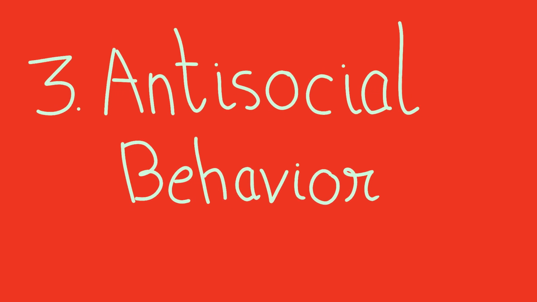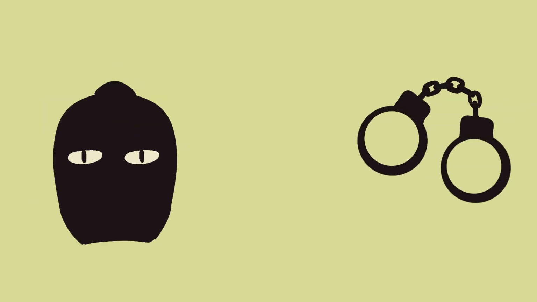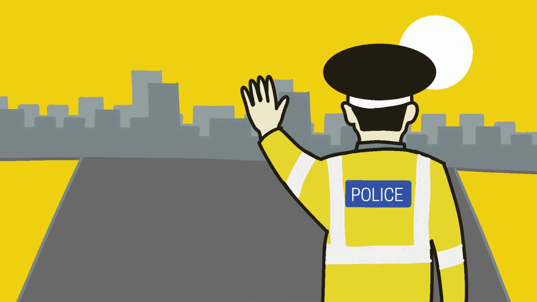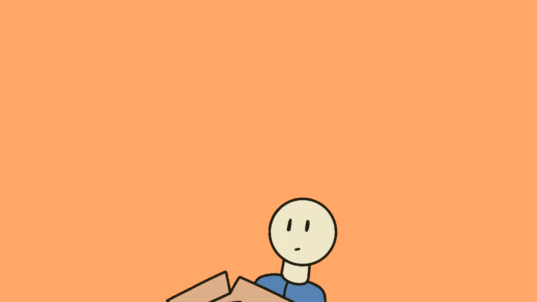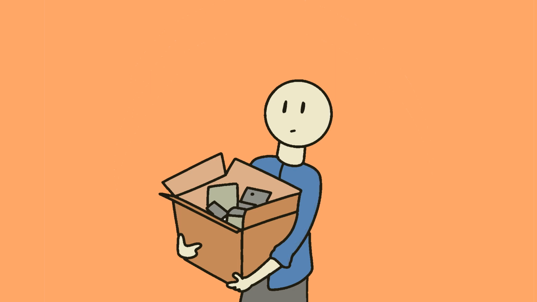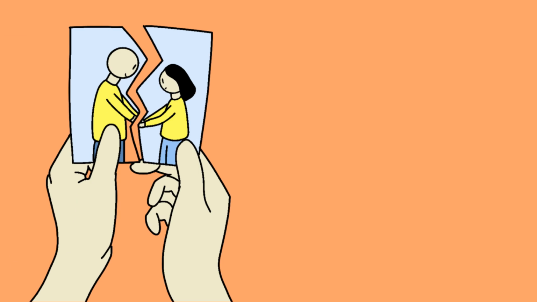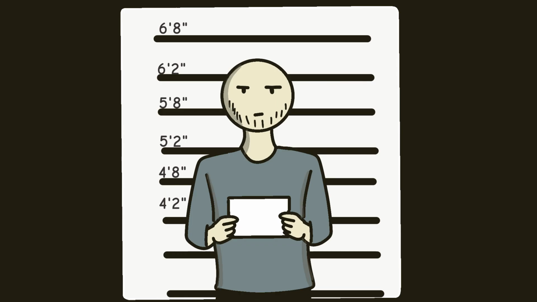3. Antisocial behavior. Due to their impulsiveness, sociopaths often have a history of engaging in criminal activity or other socially unacceptable behavior. They may have a difficult time conforming to social norms or rules and may have a disregard for authority figures or laws. This tendency towards antisocial behavior can make it difficult for them to maintain steady employment or form stable relationships and may lead them into a life of crime or other dangerous activities.